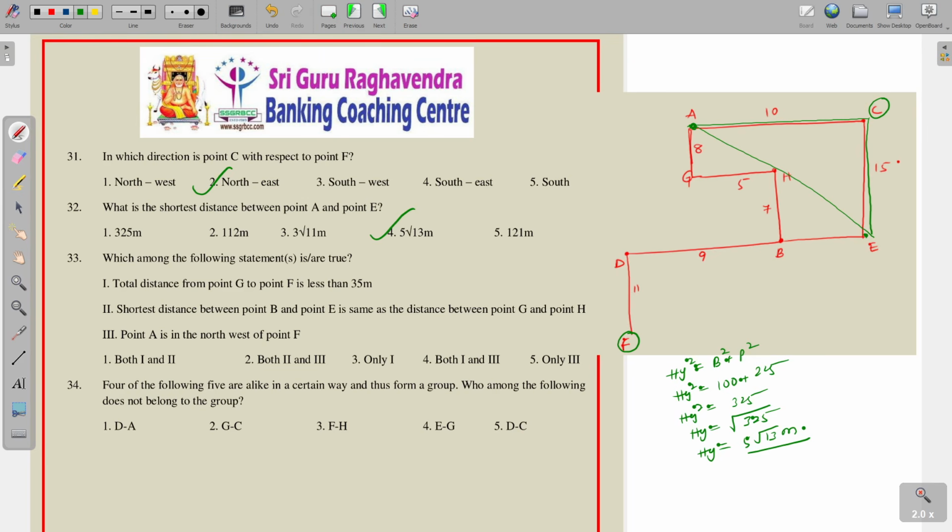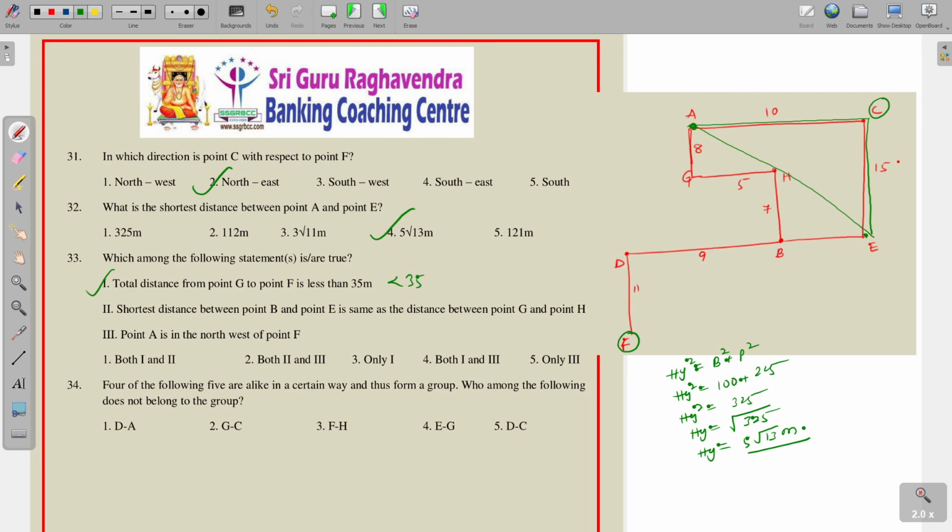Next, which among the following statements is true? Total distance from G to F is less than 35 meters. So G here and F here, between these two, less than 35. See, 5 plus 7 plus 9 plus 11. So 5, 12, 21 and 32. So it is less than 35.